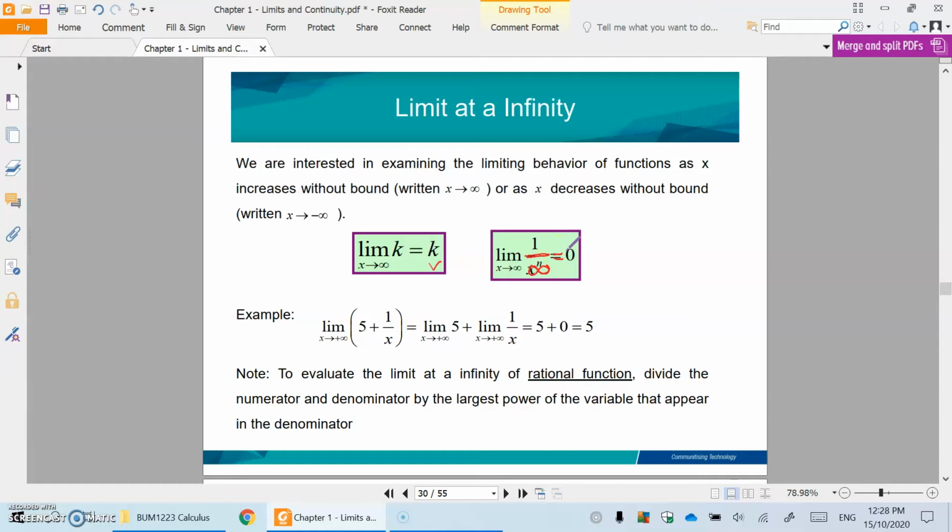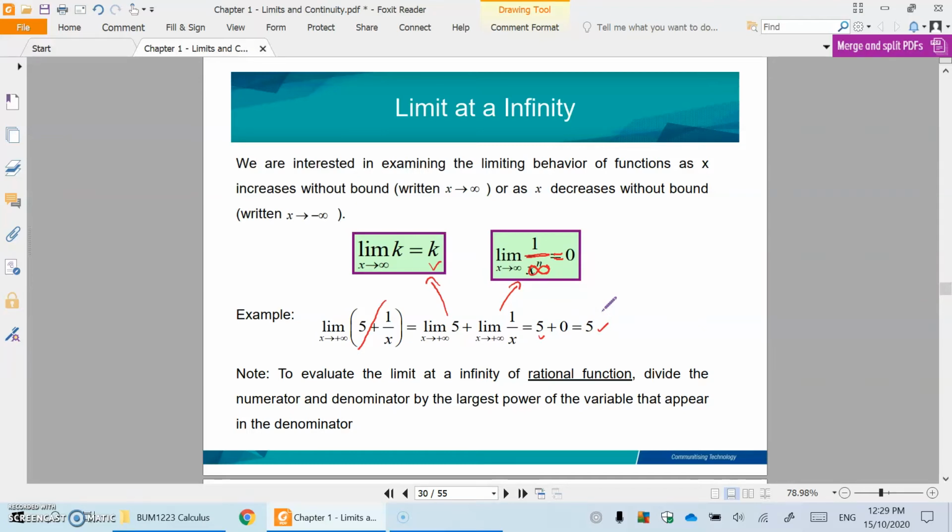For example, we have the limit of 5 plus 1 over x as x approaches infinity. In this example, we separate by the sum and difference rule. So we have the limit of 5 plus the limit of 1 over x. The limit of 5, where 5 is a constant, follows this formula, so we get 5, and then plus the limit of 1 over x. So 1 over x will be equal to 0. So 5 plus 0, we get 5.